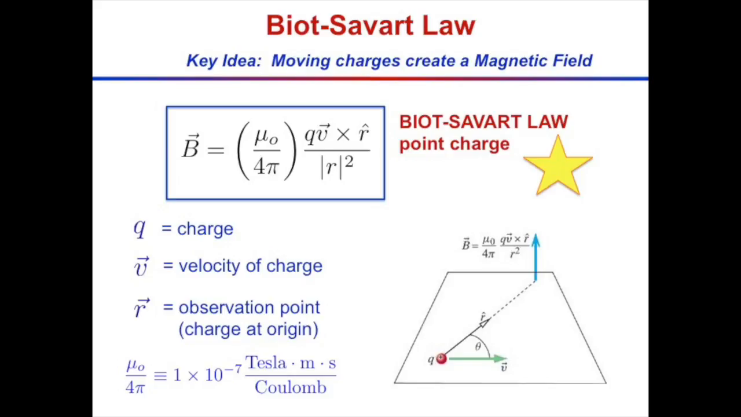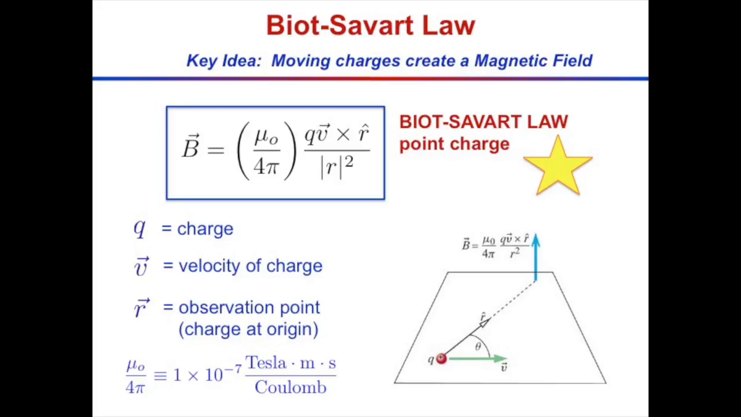And remember what you do in this case. Imagine yourself standing at the observation point. There's the observation point. R points to me, right? I stand at the observation point. R points to me. So R is a vector that goes from the point charge to me at the observation point. That's R. All right? And then I need to take V cross R hat, and that will give me the magnetic field.